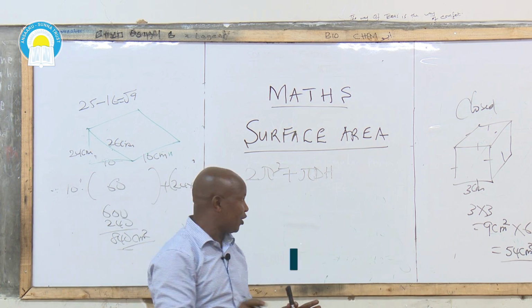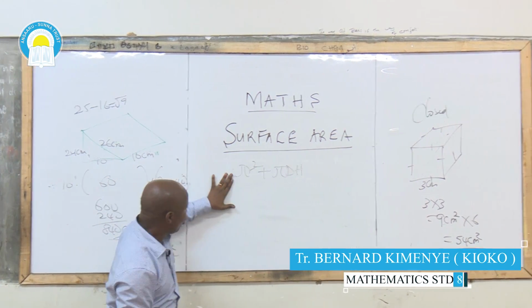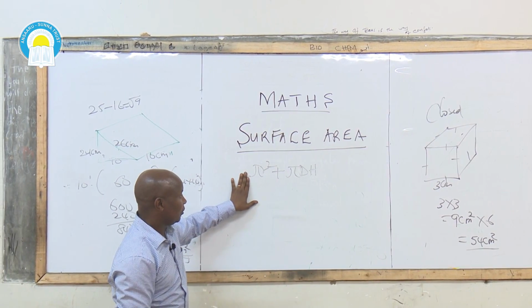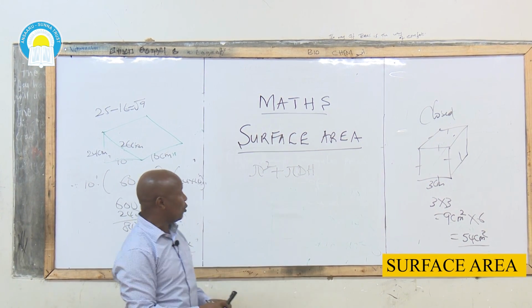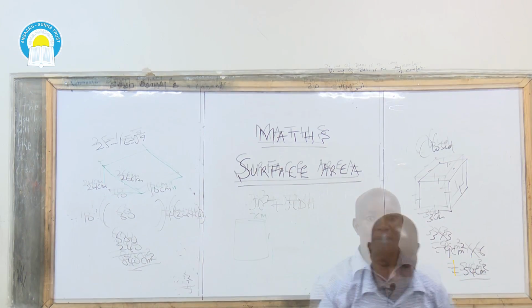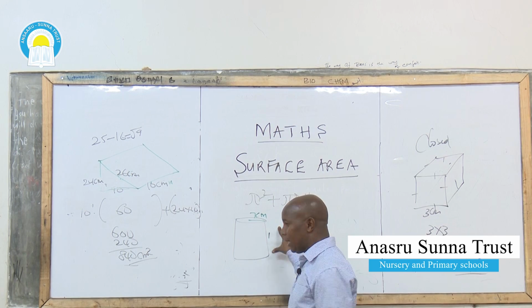I think you have understood my point. If it's open, you don't put this 2: πr squared plus πdh. But if it's closed, then you add 2 here. It will be 2πr squared plus πdh. Yes, surface area of both open and closed.